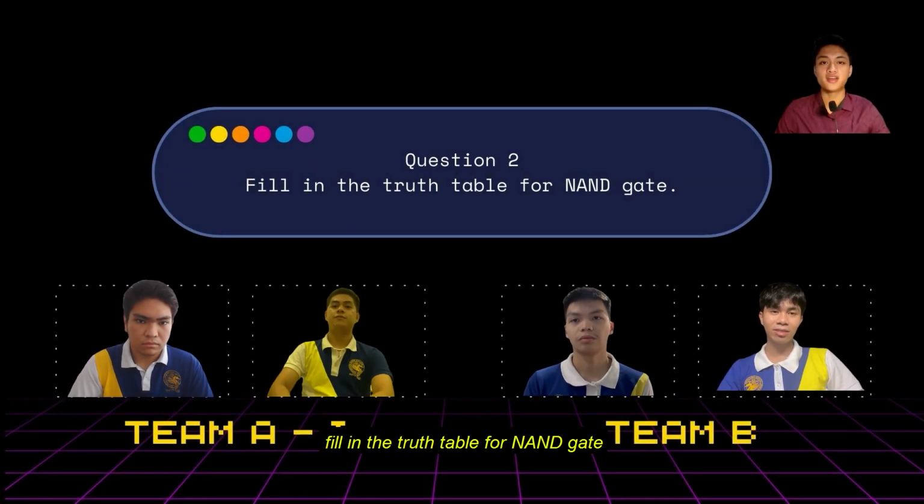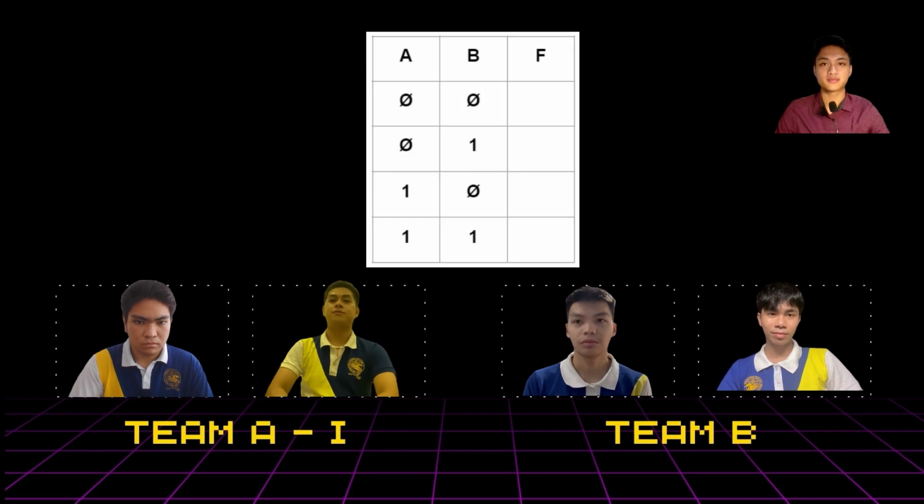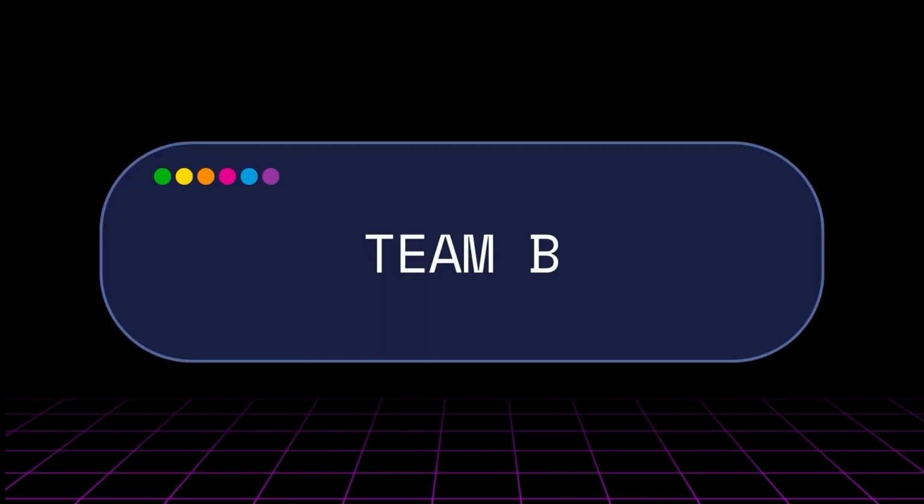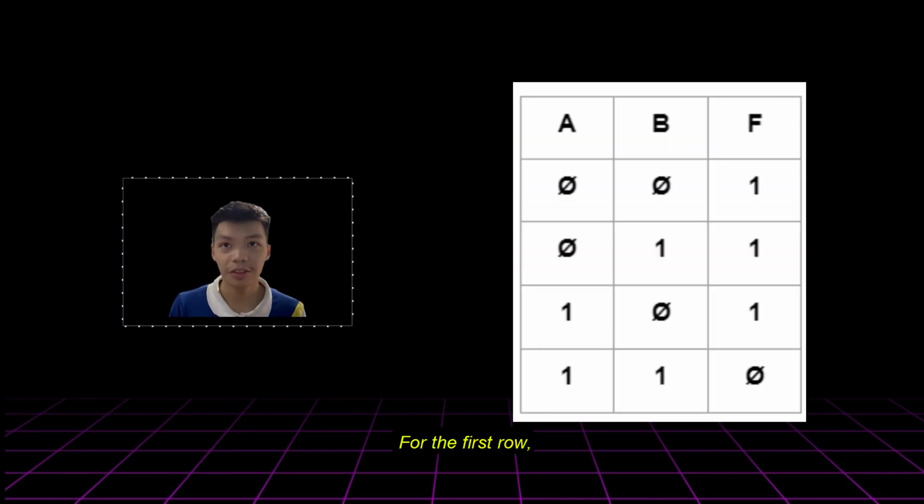For the second question, fill in the truth table for the NAND gate. Team B: For the first row, when inputs A and B are 0, F is 1. For the second row, when A is 0 and B is 1, then F will be 1. Now for the third row, when A is 1 and B is 0, F will still be 1. And lastly, for the fourth row, when A and B are both 1, then F will be 0. Now this justifies that the output is only low if all inputs are high, and the output is high if there is at least one low input. Correct.